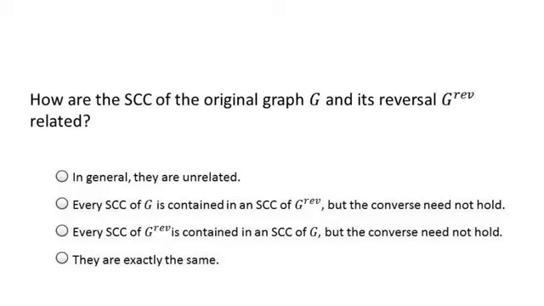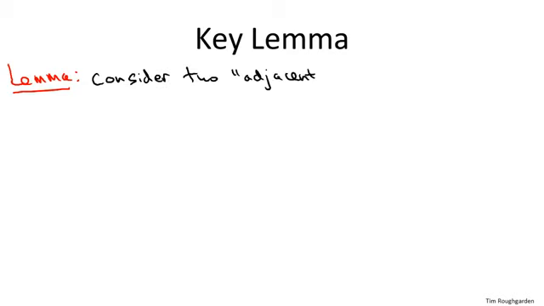So now that we understand how every directed graph has a metagraph where the nodes correspond to its strongly connected components and you have an arc from one SCC to another if there's any arc from any node in that SCC to the other SCC in the original graph, I'm in a position to state the key lemma that drives the correctness of Kosaraju's two-pass algorithm for computing the strongly connected components of a directed graph. So here's the lemma statement. It considers two strongly connected components that are adjacent in the sense that there's an arc from one node in one of them to one node in the other one.